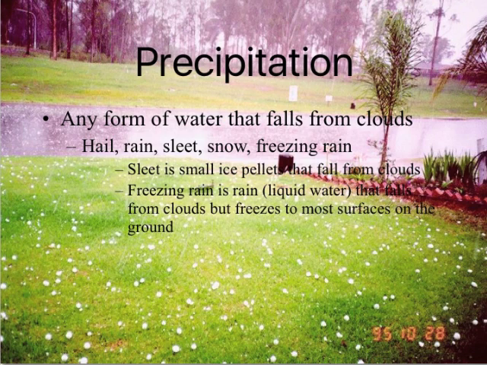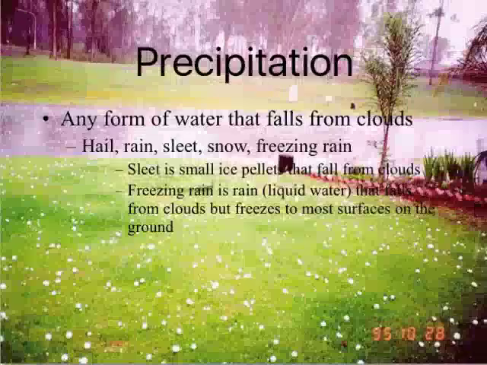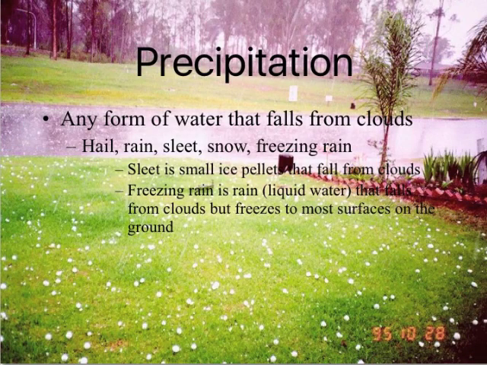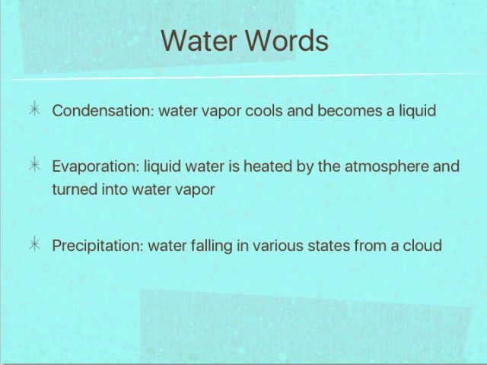Snow is frozen water. And freezing rain is when liquid water or rain droplets fall from clouds, but the objects on Earth's surface are really cold or colder than the atmosphere, so the rain freezes when it hits it, and that creates our ice storms. So here are the water words: condensation, evaporation, and precipitation.